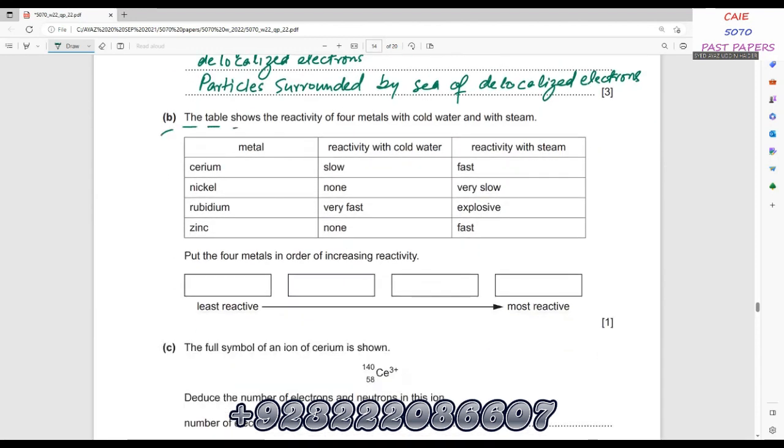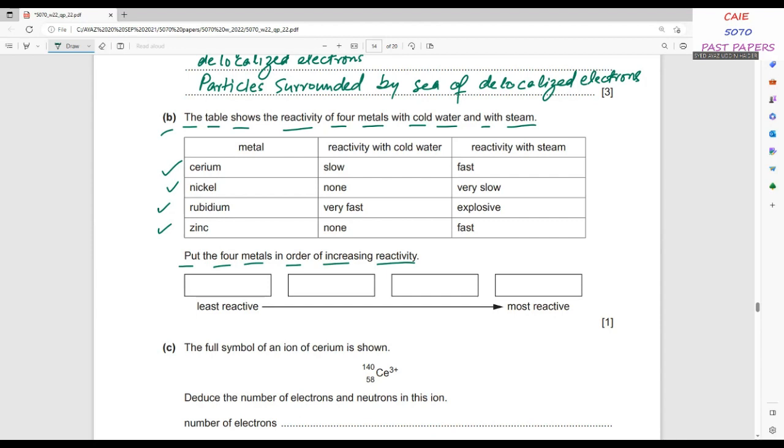B. The table shows the reactivity of four metals with cold water and with steam. Metals: cerium, nickel, rubidium, zinc. This table is shown here. Put the four metals in order of increasing reactivity. First of all, we'll see the least reactive. So nickel looks least reactive because it's not reacting with cold water and it's reacting very slowly with steam. So you'll write nickel in the first box.